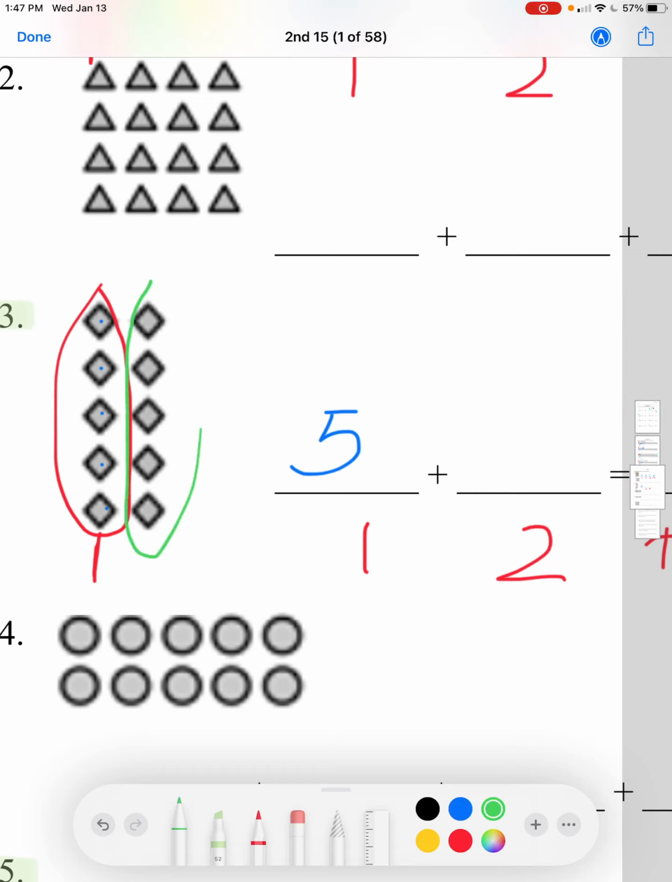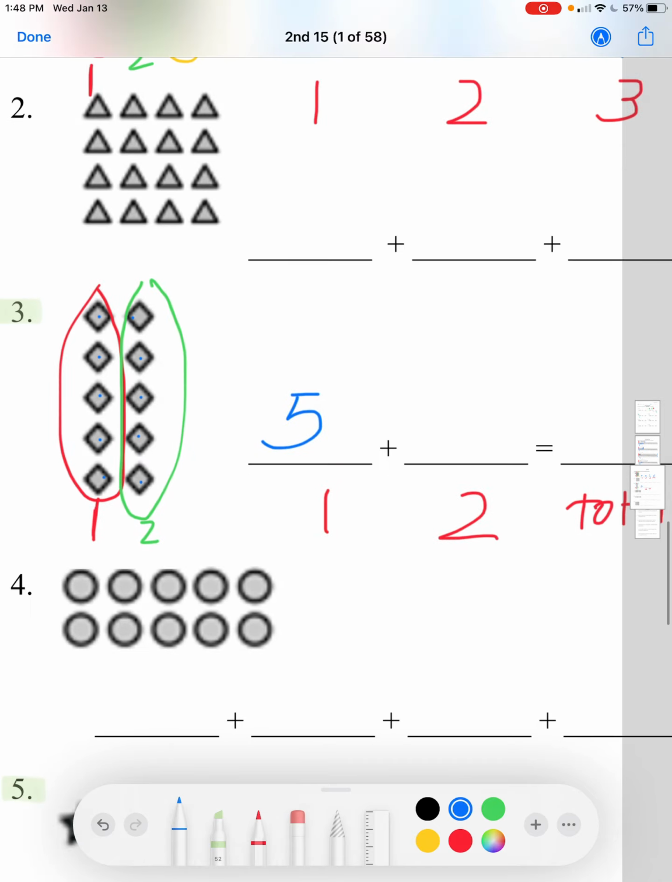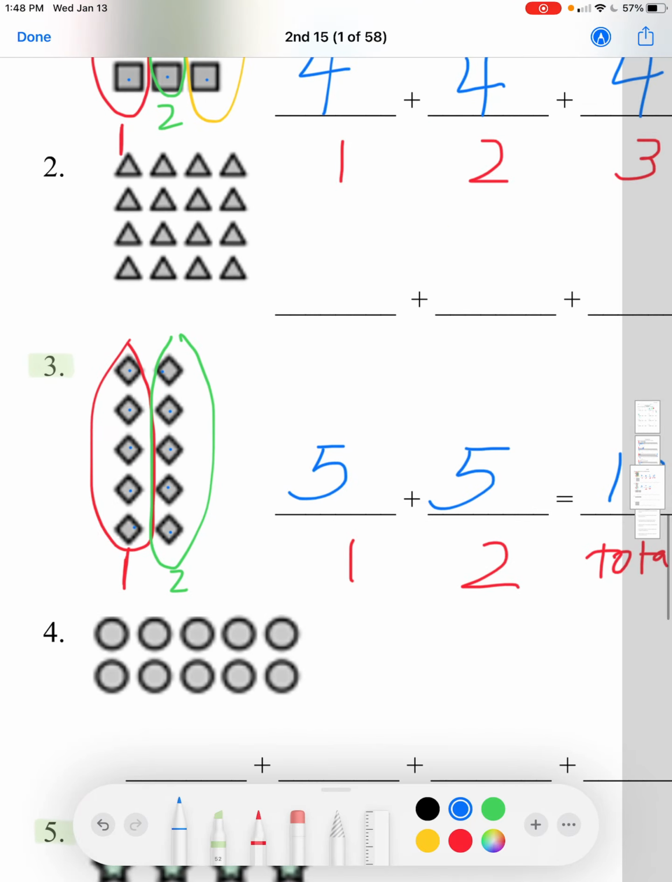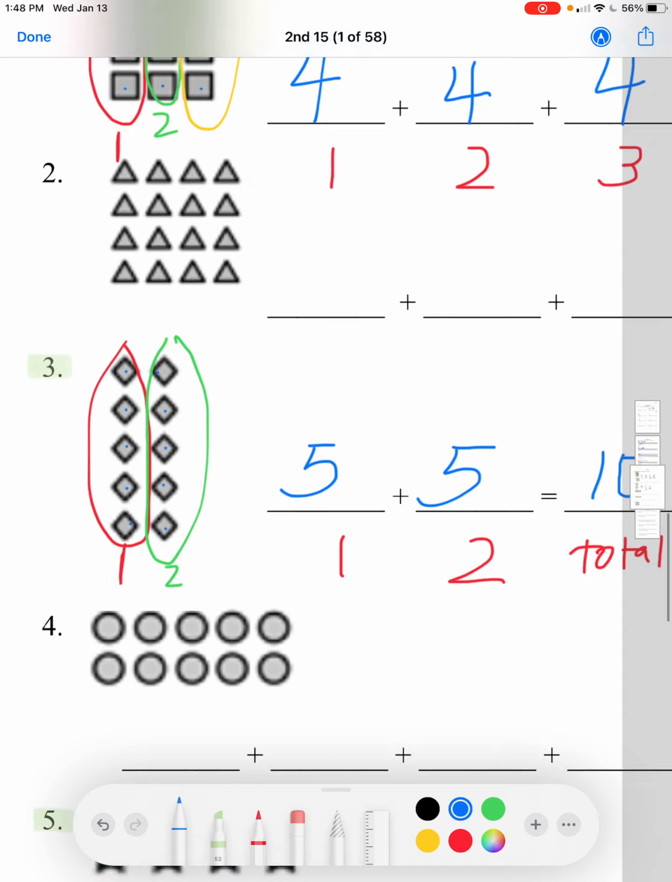5 diamonds in column 1. And in column 2, we have 1, 2, 3, 4, 5 diamonds again. So we have 5 plus 5, which equals 10. If you count, you have 1, 2, 3, 4, 5, 6, 7, 8, 9, 10.